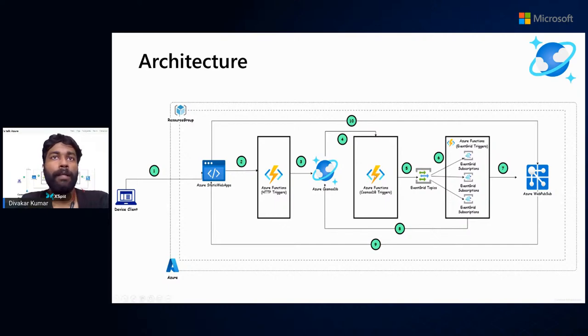After it has reached this Cosmos DB trigger, I am publishing this event to an Event Grid topic. As we have seen earlier, the reason for doing this is that whenever in future you want to add more subscribers to a particular event, you will be able to do that without incurring additional costs. And you can add multiple subscribers to a particular topic. That is what is depicted over here.